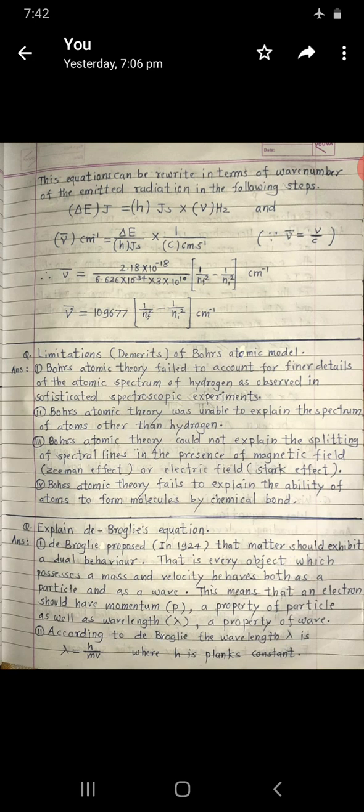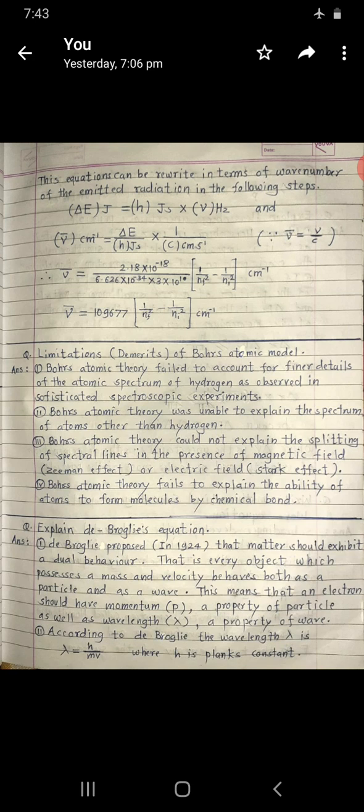Bohr's atomic theory fails to account for finer details of the atomic spectrum of hydrogen as observed in sophisticated spectroscopic experiment. This is the first limitation. Second one, Bohr's atomic theory was unable to explain the spectrum of atoms other than hydrogen.